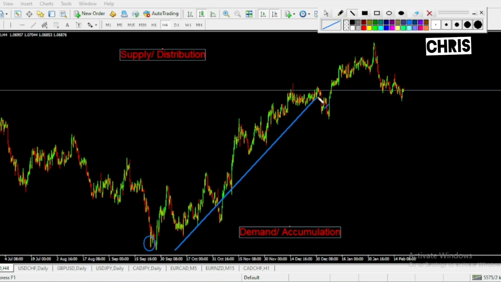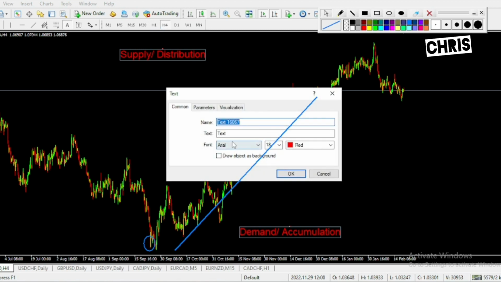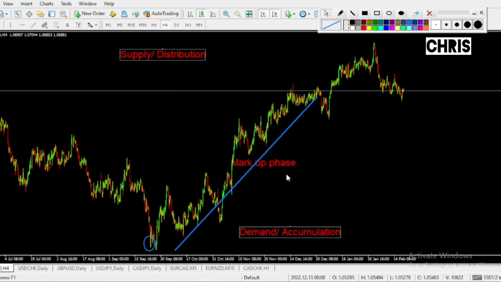Then this one is what we call an uptrend, but in this case I will call it a markup phase. This one I will name as a markup phase. Okay, I think you are following. This is a markup phase.